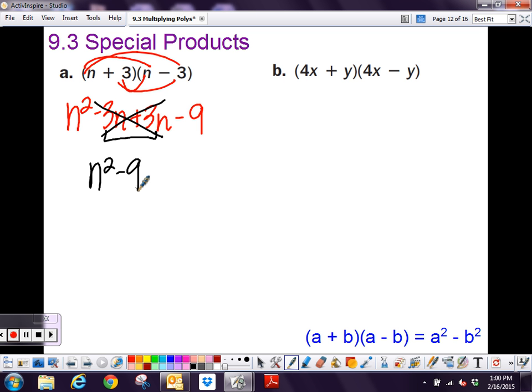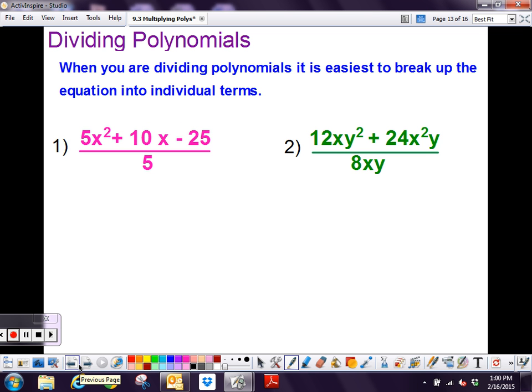Okay, we're not going to work through b, but it's the same idea. It's going to come out looking something like that. Okay, let's talk about dividing.